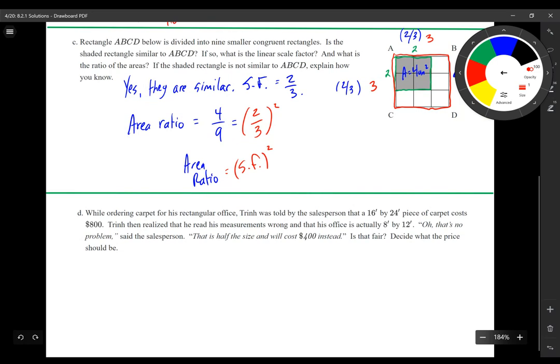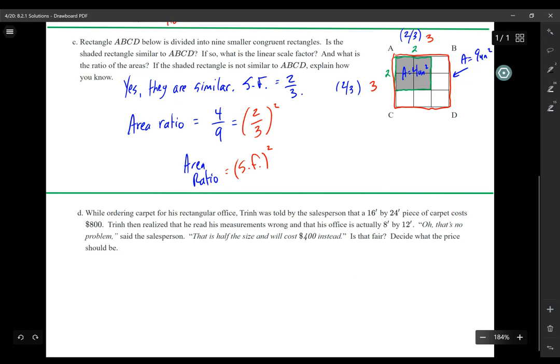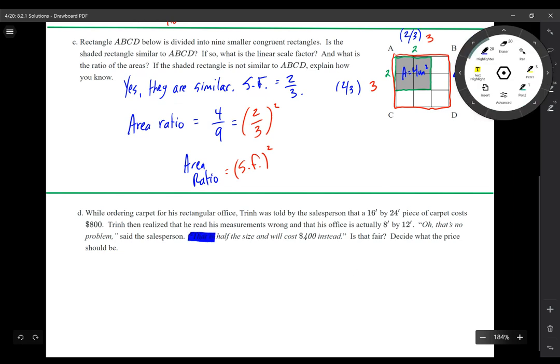Last one. While ordering a carpet for his regular office, Trin was told by the salesperson that a 16 by 24 piece of carpet cost $800. Then he realized that his measurements were wrong and they only needed an 8 by 12. The salesperson said that's no problem, since it's half the size, it will be half the cost. That's something we talked about in the notes yesterday. Half the size, it'll be 400, half of 800. And we want to know if it's fair.